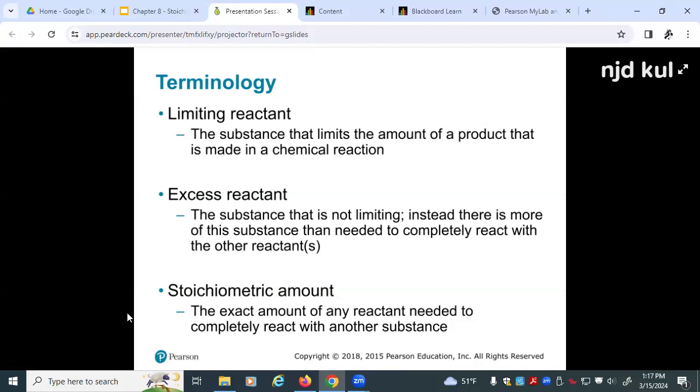The third term there is kind of what we would consider a perfect storm. The stoichiometric amount would be, well, what if I have exactly the right amount of charcoal and exactly the right amount of oxygen so that they completely react with each other and there's no leftovers? The reason it's called the stoichiometric amount is because the only way that we would actually get that value is we'd have to calculate from stoichiometry how much of each to measure.